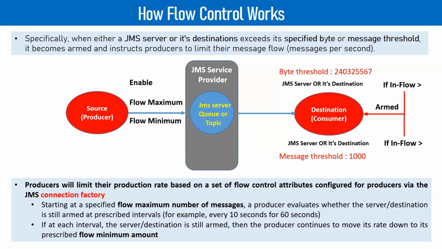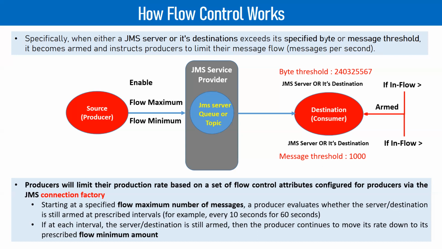That means when your consumer is armed, it has sent a message to the producer that I'm not able to cater to the demand that you are sending as of now. So you have to enable the flow control. It will first try to send the flow maximum. Maybe the limit for flow maximum is defined as 500 messages. Before the consumer was armed, it was sending 10,000 messages, and once it is armed, that means when the flow control is enabled, it will send 500 messages. Why 500? Because the flow maximum is 500 messages.